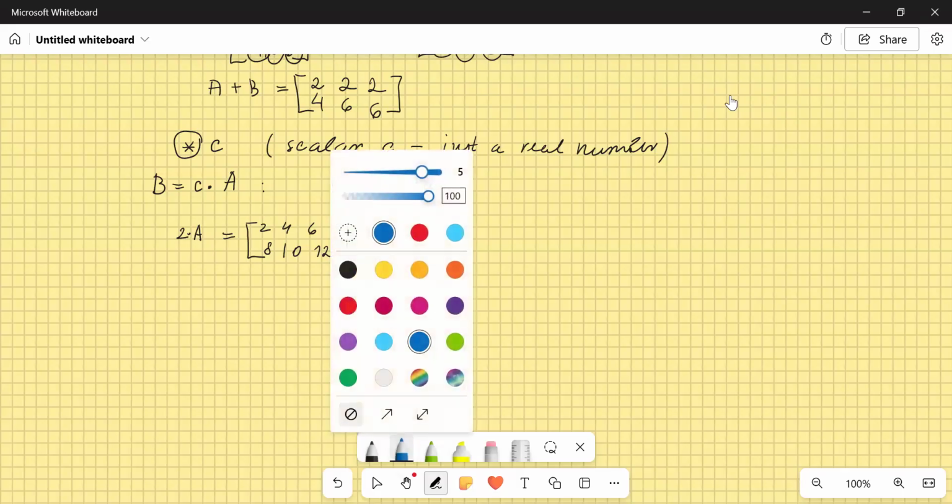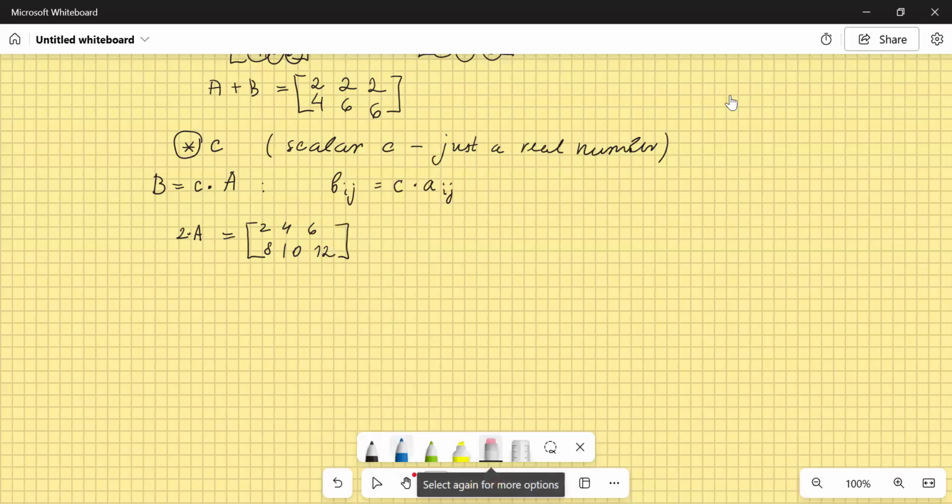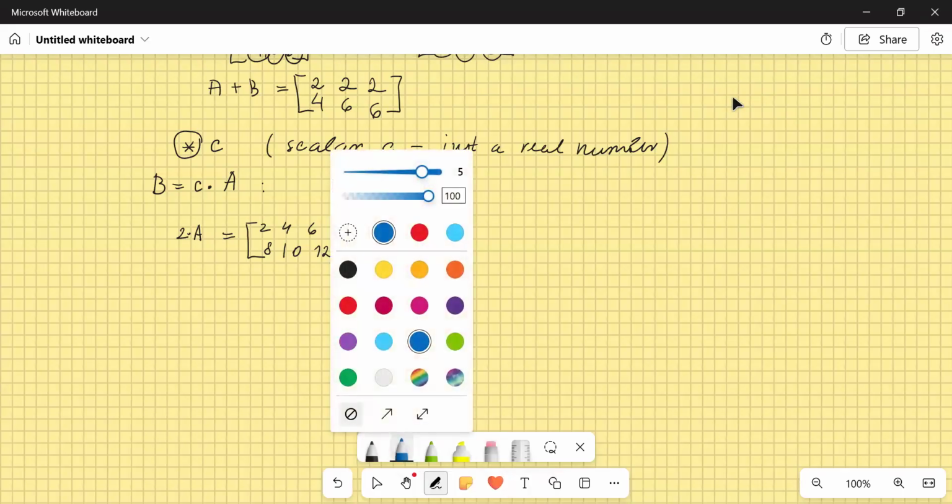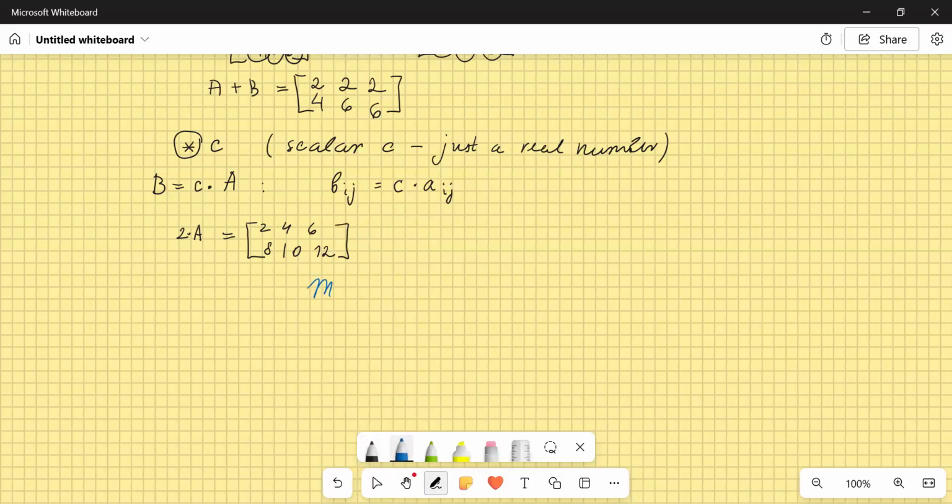Oh, sorry. Something happened to my thickness. Okay, matrix multiplication.